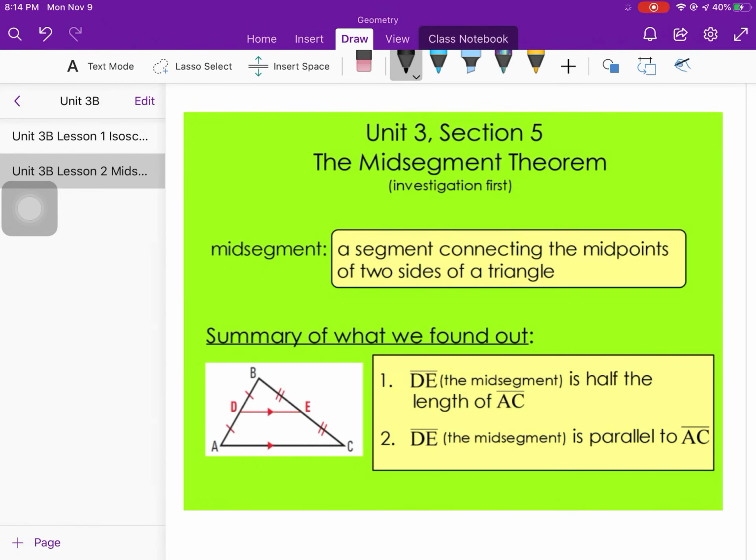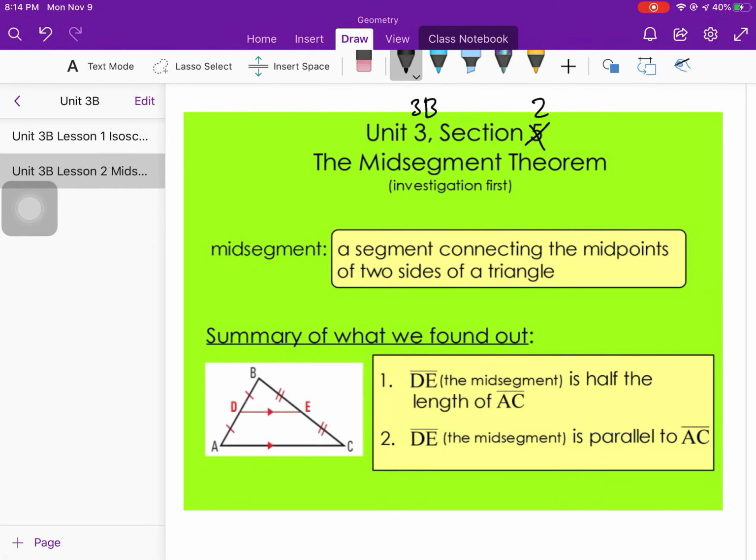Hey guys, welcome to Unit 3, Section 5. This should say Section 2. Forgot to change that again. My apologies. So this is Unit 3B, Section 2, and this is on the midsegment theorem.